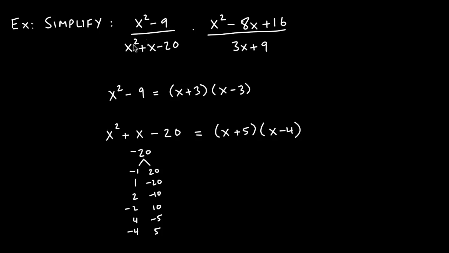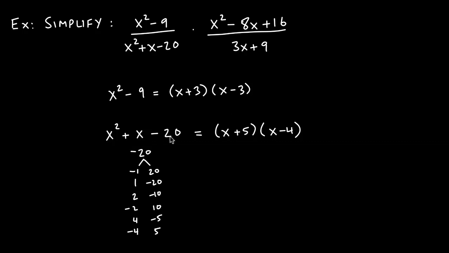You factor this, factor this, factor this, factor this, and because there's a product in the middle, you can cancel anything on top with anything on the bottom. That's it. It's just a factoring question. So x squared minus 9 is a difference of squares. It factors to x plus 3 times x minus 3.